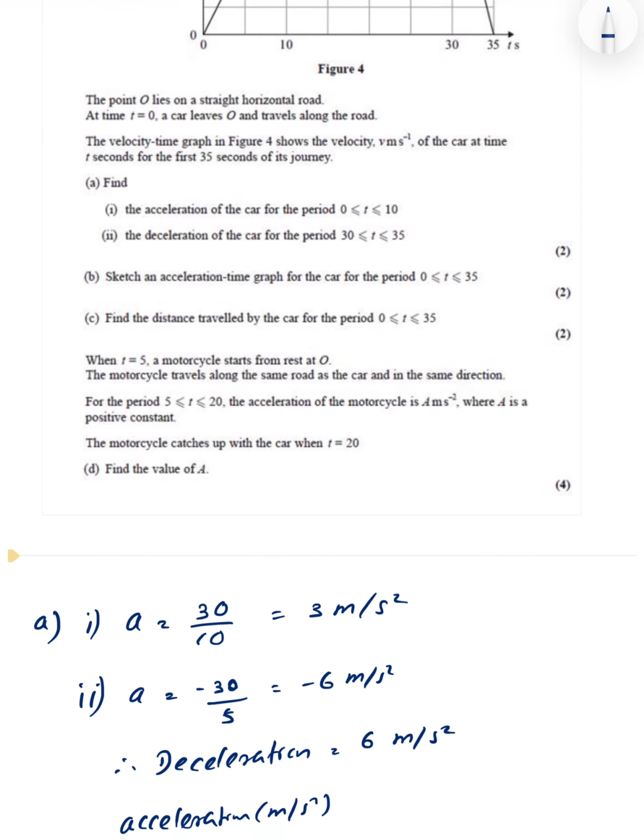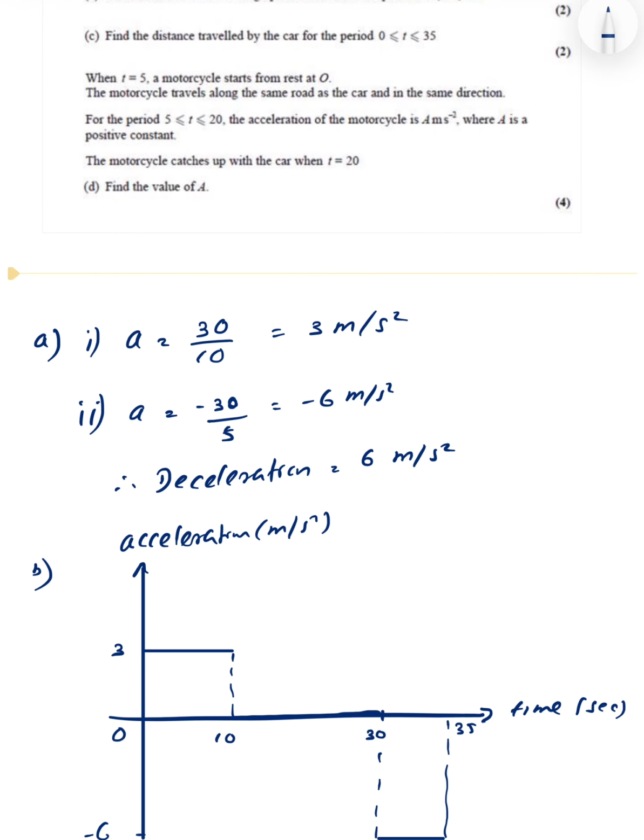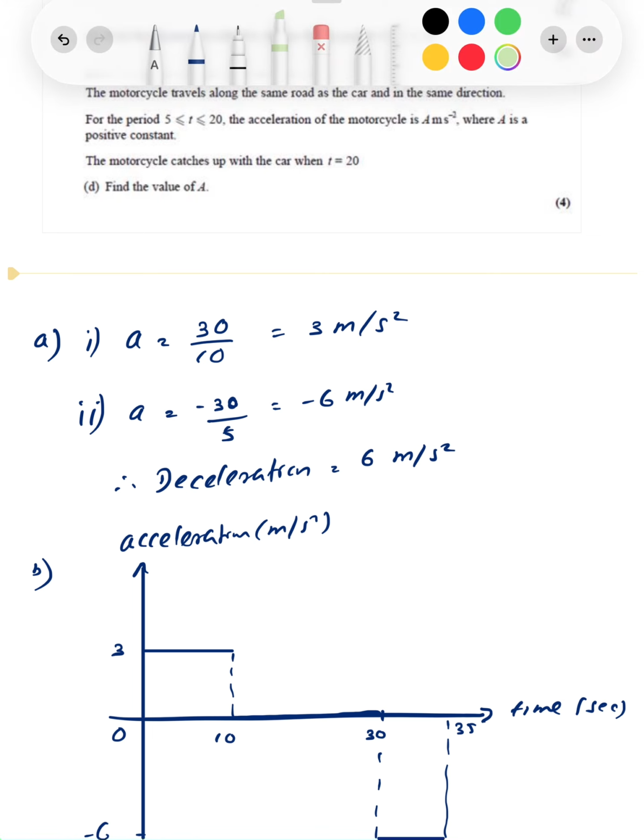I've already done the question. So the gradient for the acceleration is rise over run, which is 30 by 10, which is 3. That's fine. And the deceleration should be minus 30, but the time is only 5 seconds, so minus 30 over 5, which is minus 6. However, you need to mention that the deceleration is plus 6. That's where you get the 1 mark.